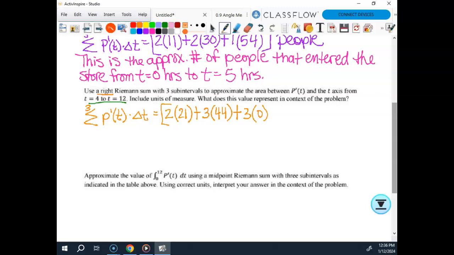That's why I say over and over again, your first step is zero work, you just substitute it in. I don't care how easy the numbers are. And then what are my units on this? People, good. All right, now you write out your explanation.